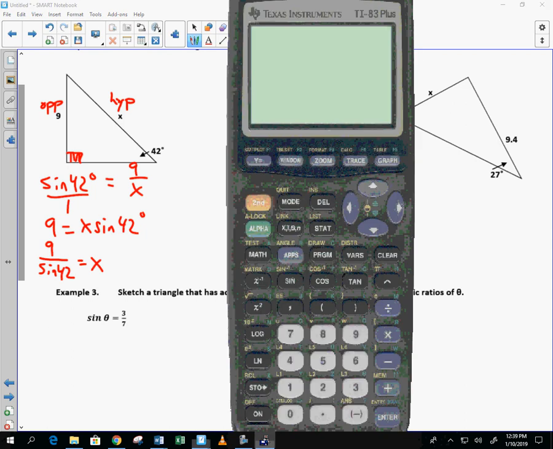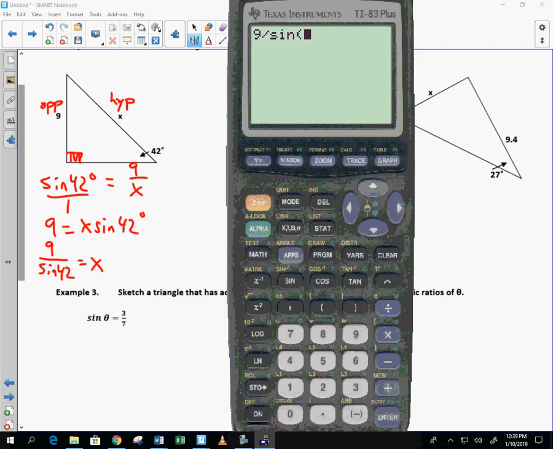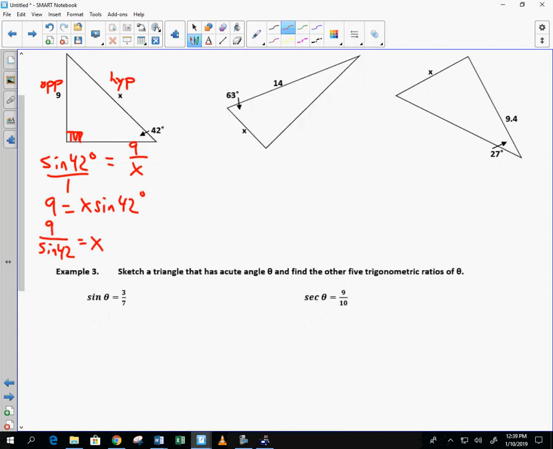I take out my handy-dandy calculator because I have not memorized the sine of 42 degrees. I go to mode, and I make sure that my calculator is in degrees. If it's in radians, you'll get the incorrect answer. I go 9 divided by the sine of 42, and I compute 13.45. Does it make sense that that side is longer than 9? Why? Because it's the hypotenuse. So we assess the reasonableness of our solution.